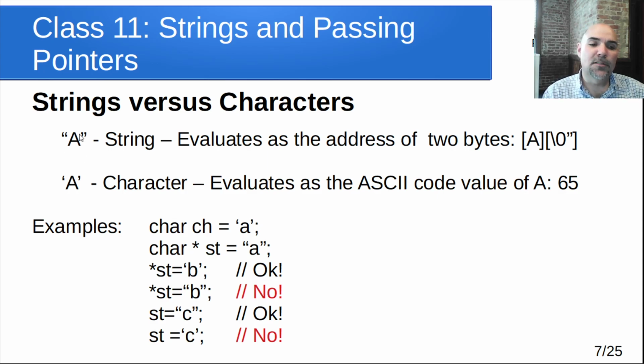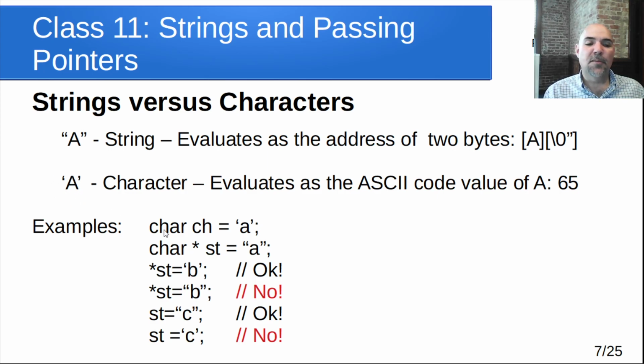So if I have something in double quotes, that's a string. If I have something in single quotes, like I have down here, that's a character. Now, what's the difference? The double quotes evaluates as the address of where in memory the 2 bytes live, A followed by a null. So those two characters are going to be in memory, a capital A and a 0 byte or a null. It's going to evaluate as the address of where that A is. Now, when you use the A in single quotes, that evaluates as the ASCII code value of that capital A, which is 65. So this is no different than putting 65 in your code.